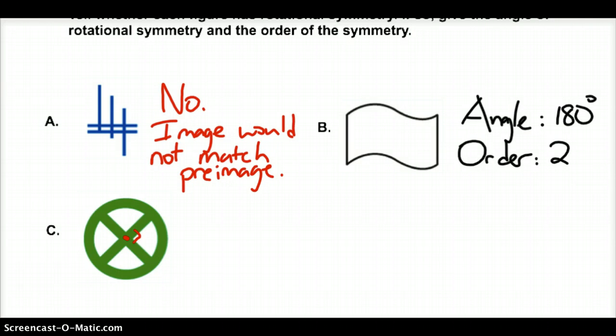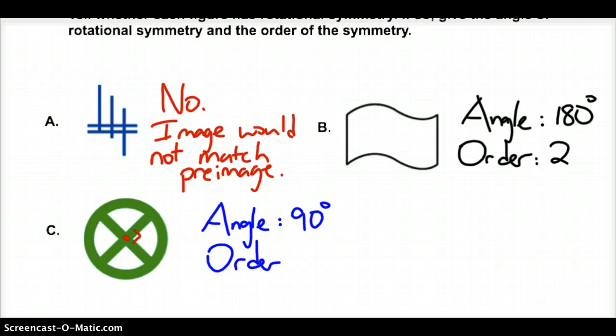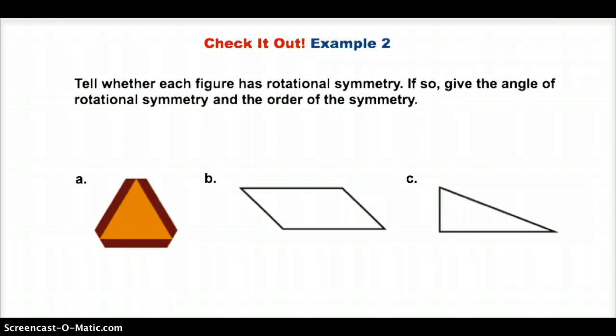So on this one, our angle of rotation would be 90 degrees, and our order here would be 4. Again, we can always check the product of those numbers and make sure that they add up to 360 degrees. Okay, and finally, there's just a couple more. Maybe it might be a good idea to check out these examples and use the video to check your answers.